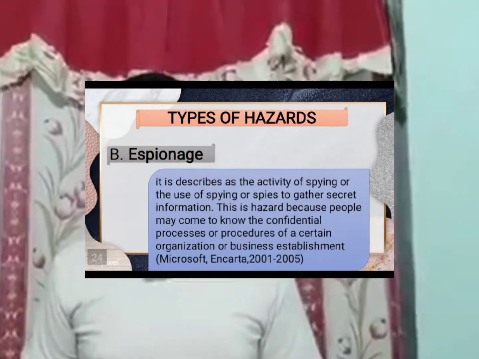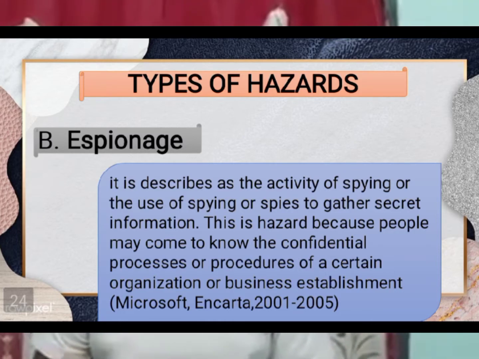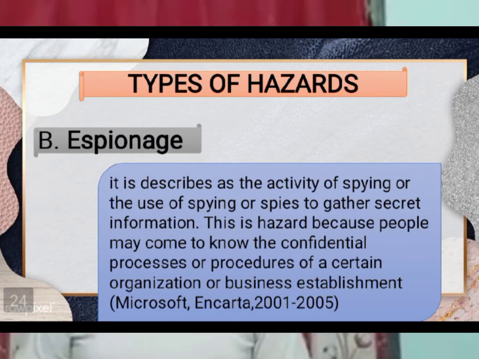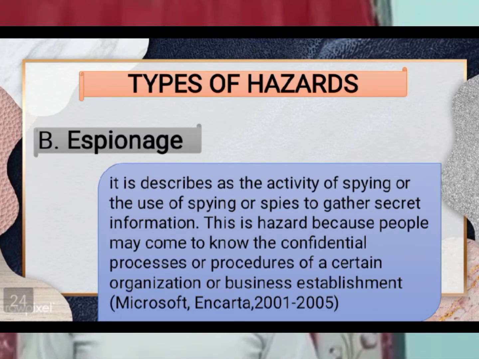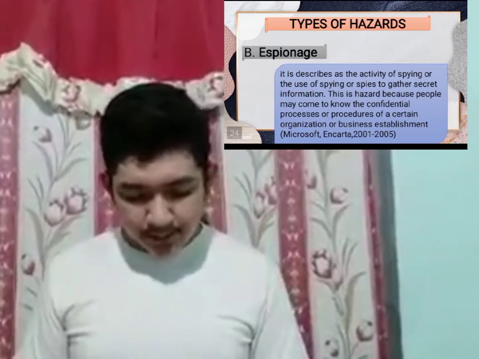Next is espionage. Espionage is described as the activity of spying or the use of spies to gather secret information. This is a hazard because people may come to know the confidential processes or procedures of a certain organization or business establishment. So, espionage.